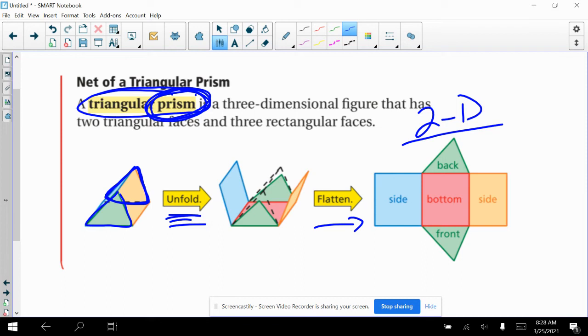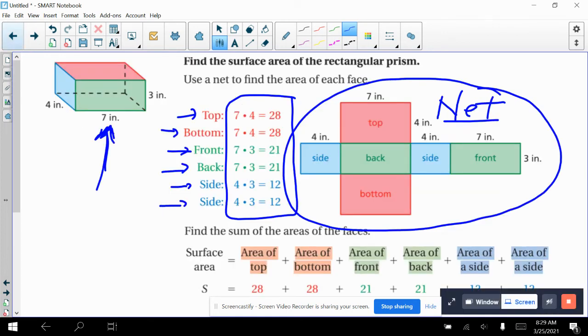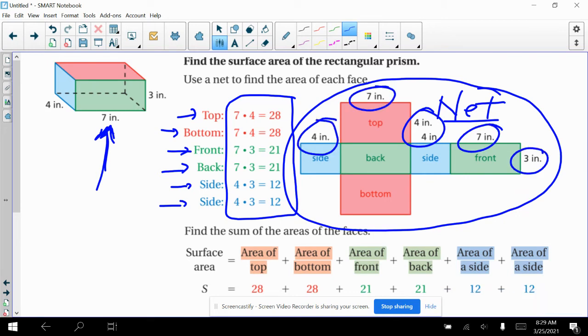You gotta understand it. You gotta make sure that you know going from a 3D to a 2D is called a net. Not only that, on the previous slide here, you got to make sure that you look at the markings because they may have a net for you, and you're going to have to find out the surface area of the net given the net picture.